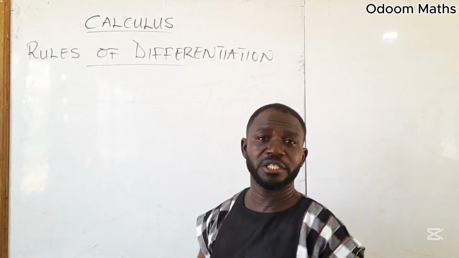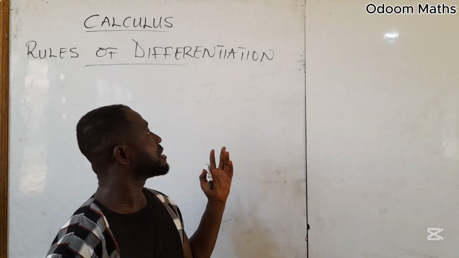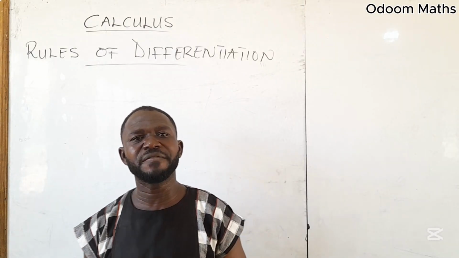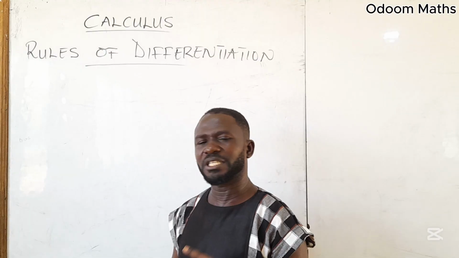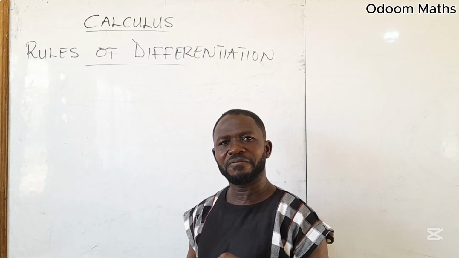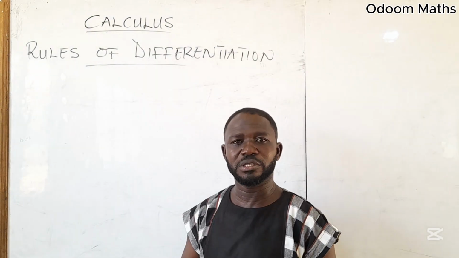Today I want us to look at calculus, and under calculus we are looking at different rules of differentiation. Let's ask ourselves, what is differentiation? Differentiation is simply finding the derivative, or finding the derived function, or finding the differential coefficients, or finding the gradient function of a function. Now let's look at the rules of differentiation.